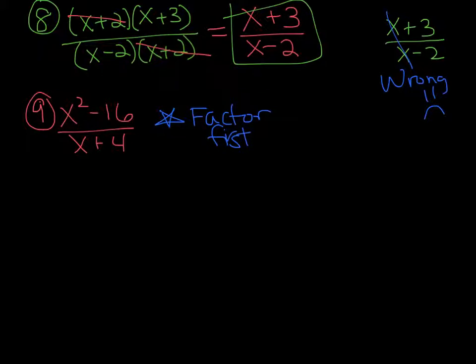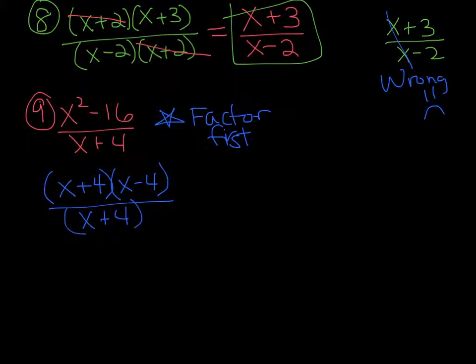In order to factor this, you might notice that x squared minus 16 is what we call a difference of squares. And a difference of squares means that we can write it as x plus 4 times x minus 4. Notice how I added parentheses around my bottom factor. You don't have to do it, but I think it's nice to do that. Now you can cancel out your x plus 4s, and all you're left with is x minus 4. And that's it.